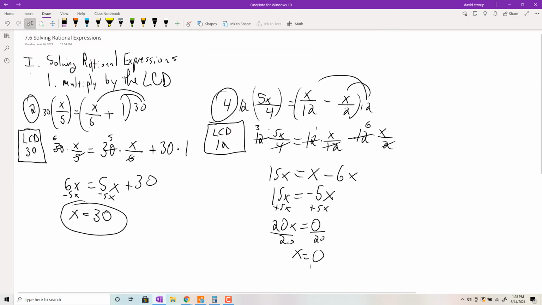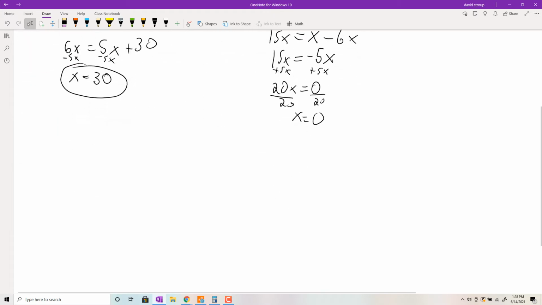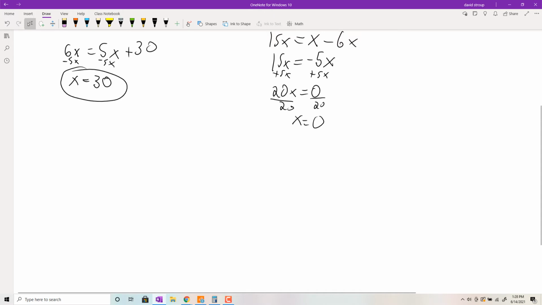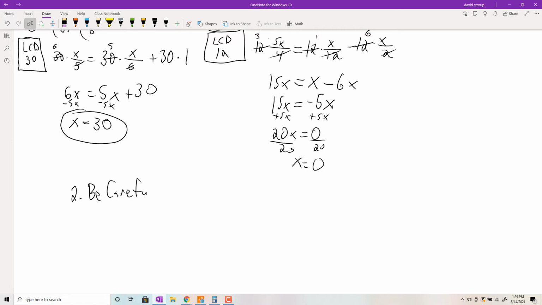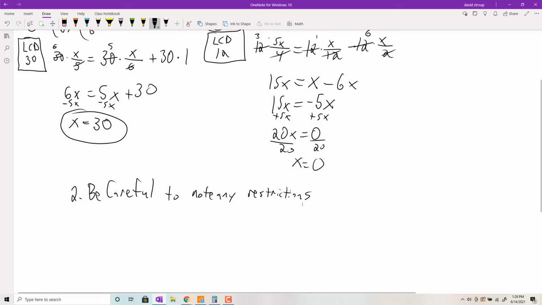So in these first two examples, we didn't have any variables in the denominator. But if there are variables in the denominator, you have to be a little bit careful. You have to check your restrictions. So be careful to note any restrictions. And you've probably forgotten by now, but the restrictions are the places where the denominators could potentially equal 0, because in math we're not allowed to divide by 0.